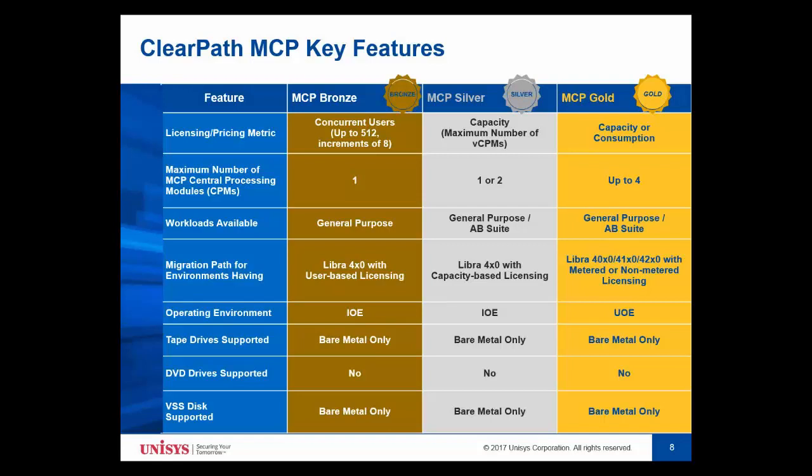You have general purpose and AB Suite workloads that are available, as well as DR and business continuity. And then this is the migration path for our Libra 4000, 4100, and 4200 metered and non-metered clients. The operating environment, as you can see from this chart, is the UOE, which gives you approximately 50 more products available to you without additional cost. They're not optional, they're included with the base packaging. And once again, tape drives are only supported if you're running in a bare metal environment, and VSS disk is likewise only supported on a bare metal environment.